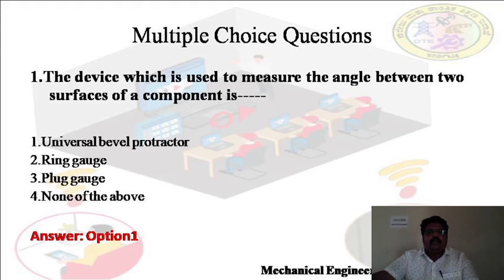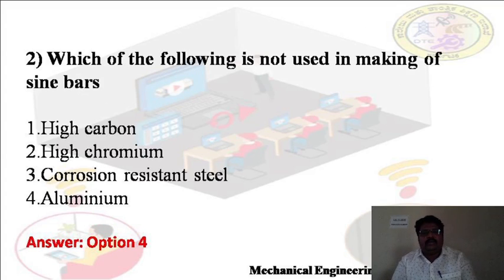The first question is: the device which is used to measure the angle between the two surfaces of a component is. You have four options: universal bevel protractor, ring gauge, plug gauge, and fourth, none of the above. The answer is option number 1, that is universal bevel protractor. The universal bevel protractor is a device which is used to measure the angle between two surfaces of a component.